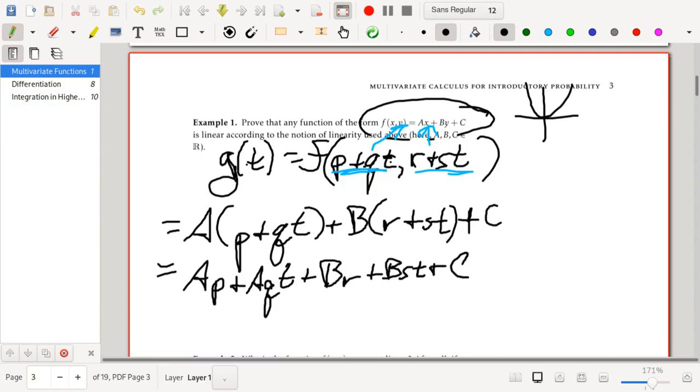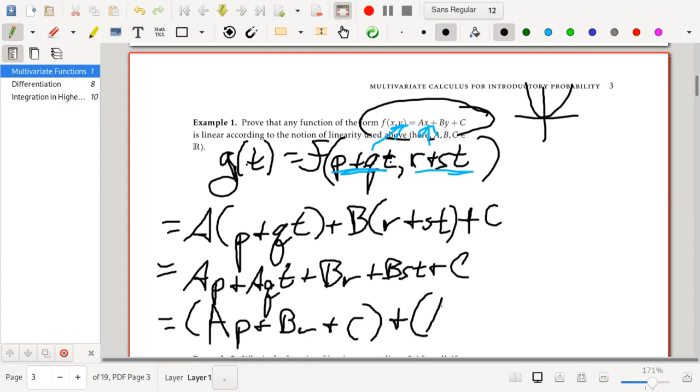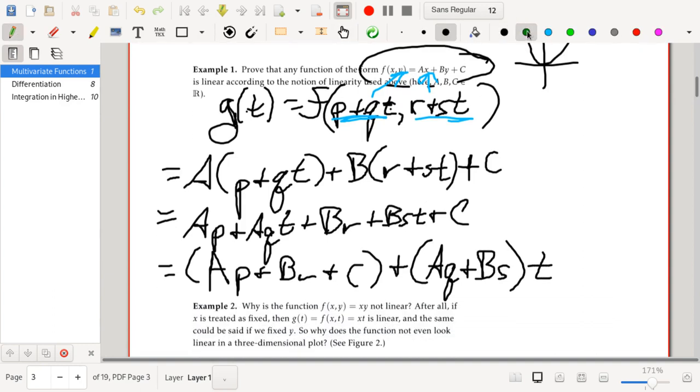And then we collect terms that are not being multiplied by t and what are being multiplied by t, and we're going to end up with AP plus BR plus C as our constant coefficient. Let's move this so that I have more room. So we're going to have AP plus BR plus C as our intercept term, and then plus AQ plus BS, T. So we have something of the form intercept and slope.